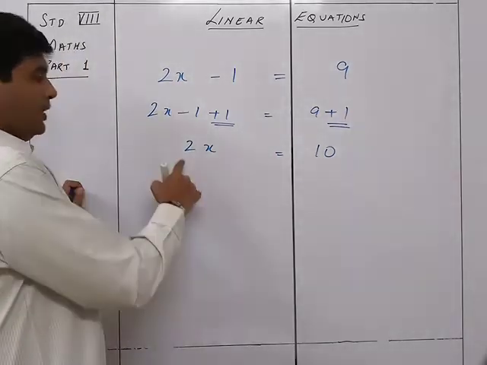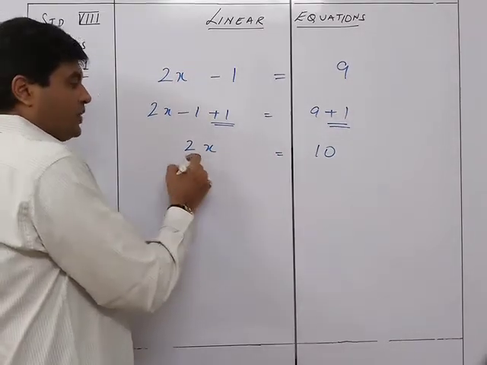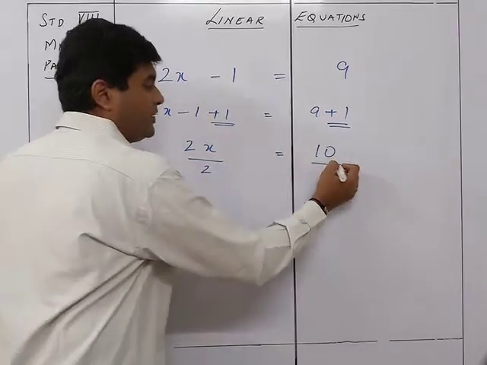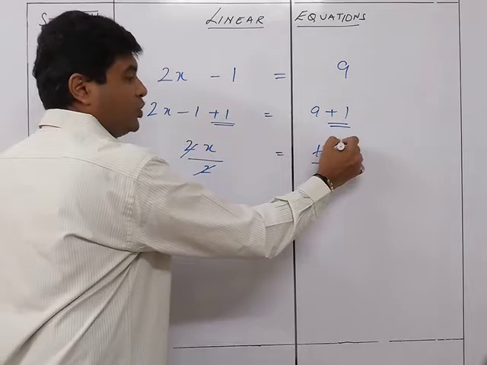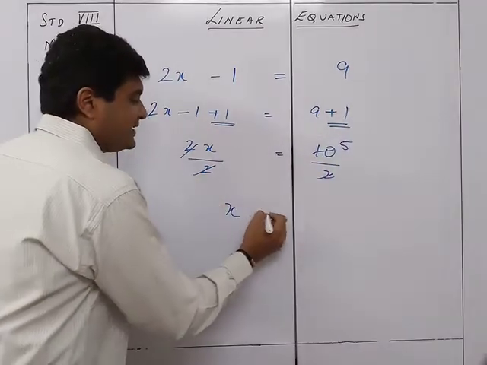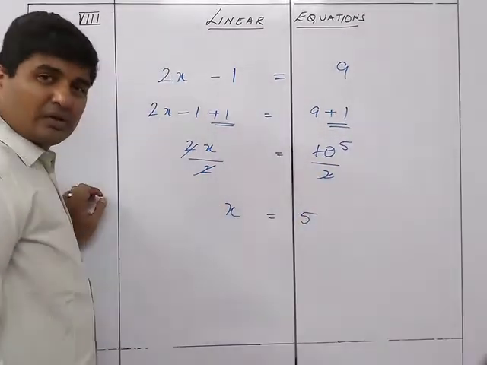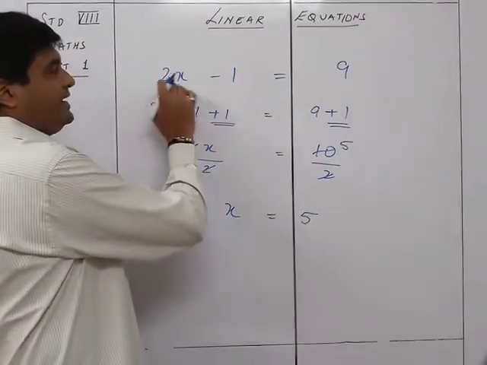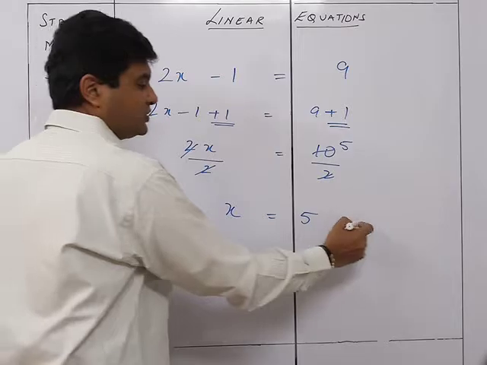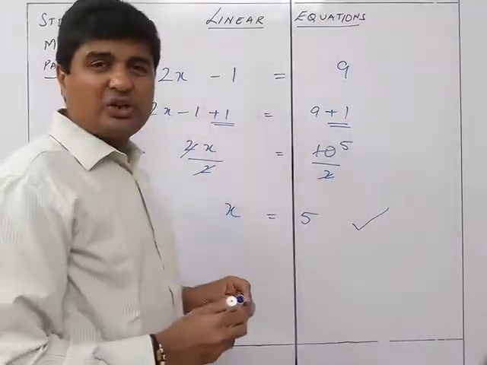Now what I am going to do? Because this is multiplication, if I divide this by 2, I will have to divide this also by 2. So this will get cancelled and this will get cancelled to give me 5. So therefore my answer is x is equal to 5. You can cross check this. If you put the 5 over here, 2 into 5 is 10, 10 minus 1 is 9. So yeah, it is correct. So this is the right solution, or the root of the equation.